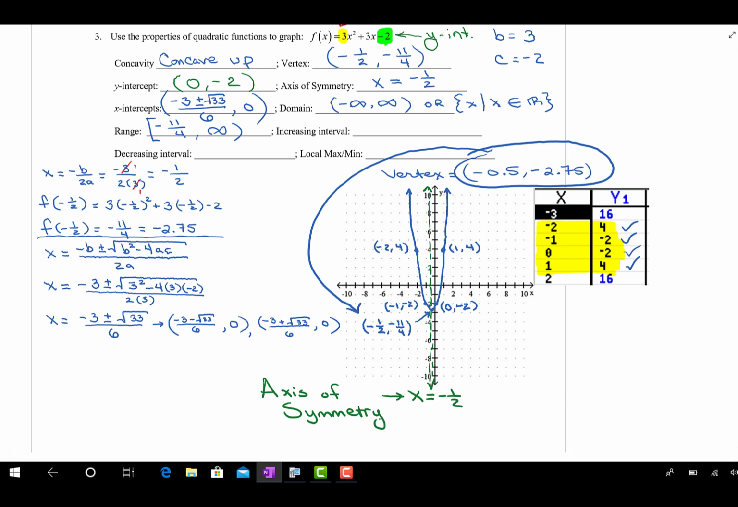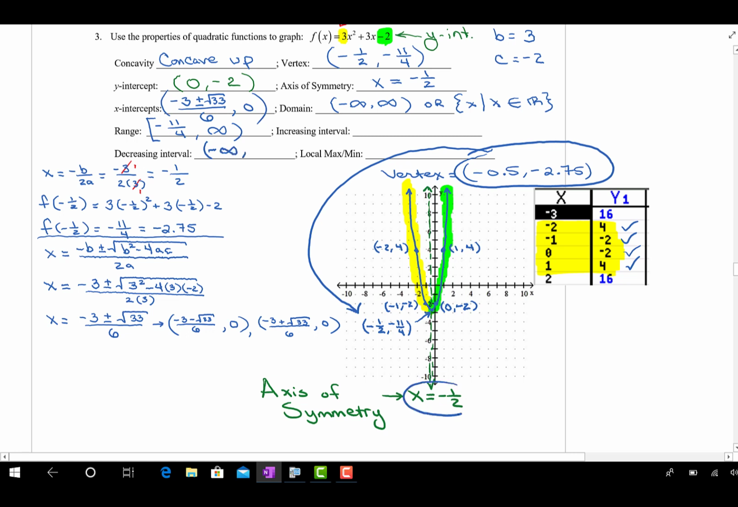All right, so I think we've got everything labeled out nicely. Now let's try to figure out where it's decreasing. I can see it's going downward here from the left to the right, all the way down to the vertex, and then to the side it's going upward. So it is going to be decreasing on the left-hand side and then increasing on the right-hand side. Remember, in order to tell whether it's increasing or decreasing, you have to read the graph from left to right.